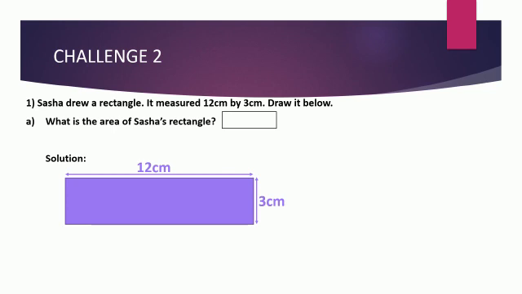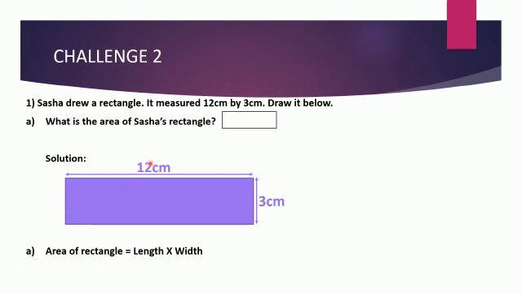Okay students, now part A: what is the area of Sasha's rectangle? This is the formula to find the area of a rectangle. We are learning this formula for the first time, so please concentrate on it. Area of rectangle is equal to length multiplied by width. We are doing this first time, so you will learn it very well.